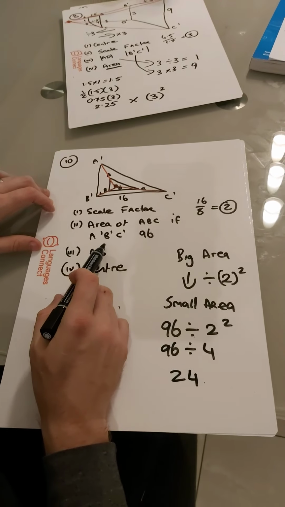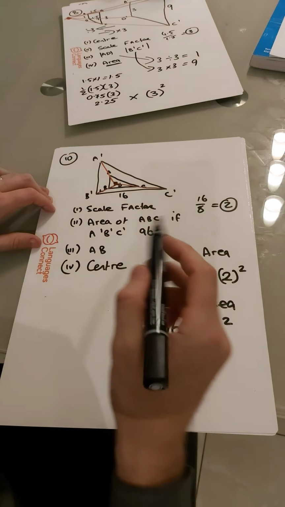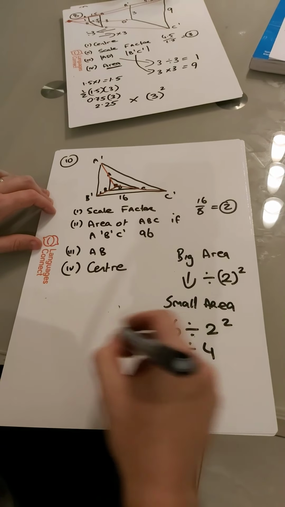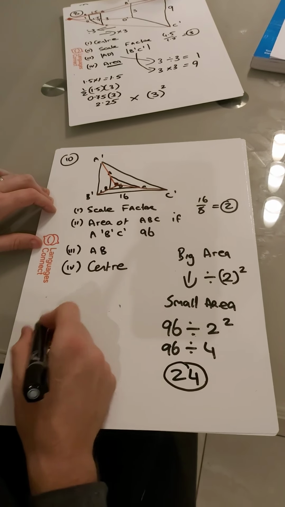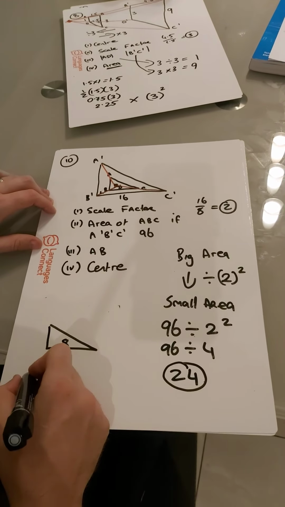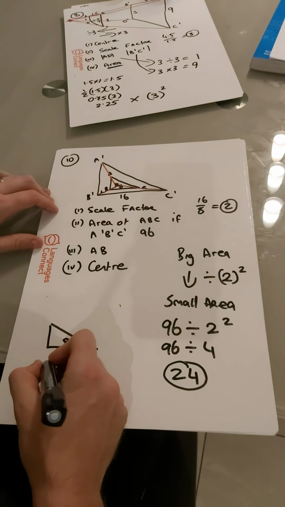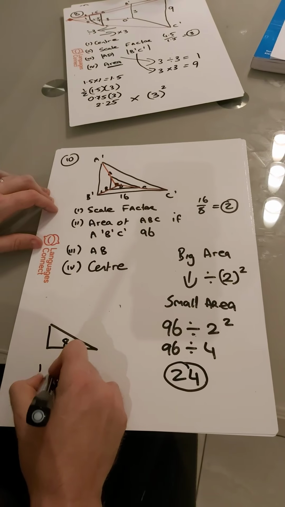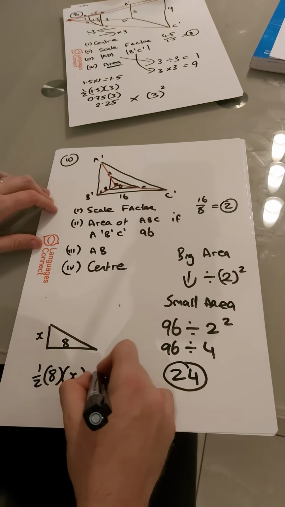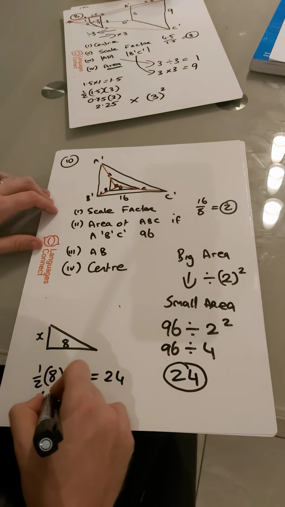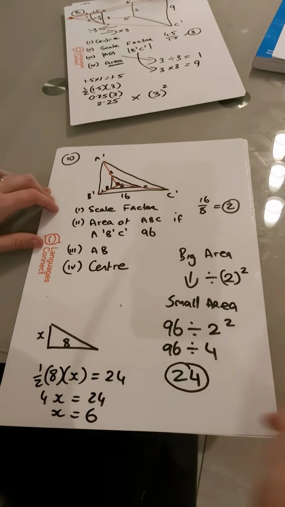Okay. Well, obviously if we know the area of this one is 24, the smaller one, how did we get that? Think, I don't have this here, so I can't use scale factor. So half 8 times some number x gives me 24. Half of 8 is 4. 4x is equal to 24. X has to be equal to 6.